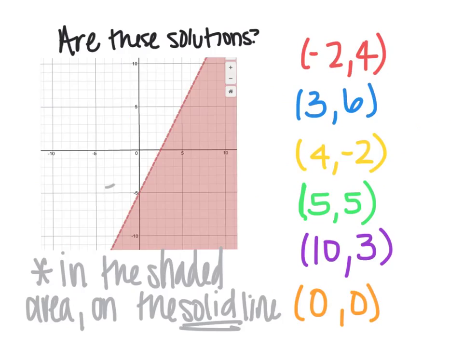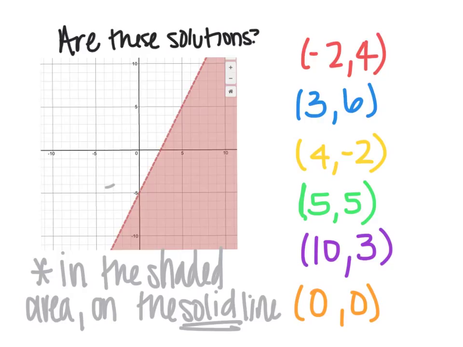So if we need to decide if points are solutions, remember that if points are solutions for an inequality, they're in the shaded area or on the solid line. So if this line is solid and there's a point on there, it's a solution. And any point that's down here in this shaded area is also going to be a solution. So we're going to plot our points and see what happens.